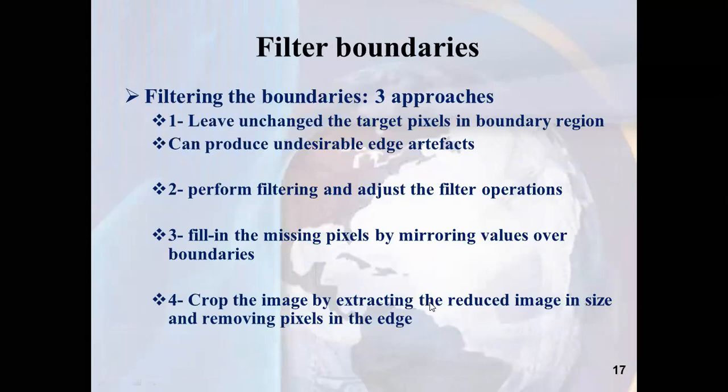the image by extracting the reduced image in size and removing pixels in the edge. After calculating the image, I remove the first row, first column, last row, and last column from the image. In this way, I can reduce the image by two pixels by row and two pixels by column, but I ensure that all the pixels are processed. Of course, these 2 pixels will not affect the size of the image. For example, I have an image size of 700 pixels by 800 pixels. So if I reduce 2 pixels, this will not affect the image size.